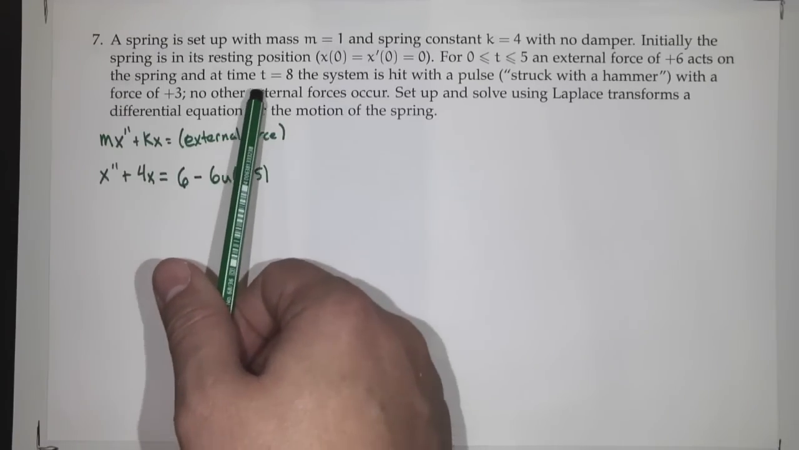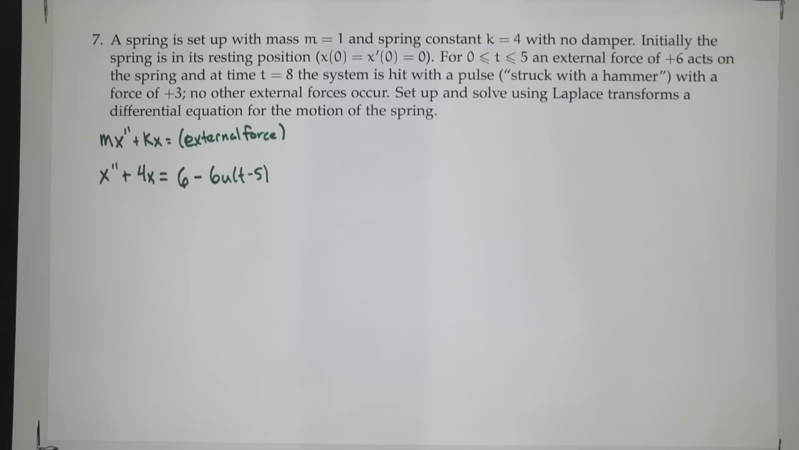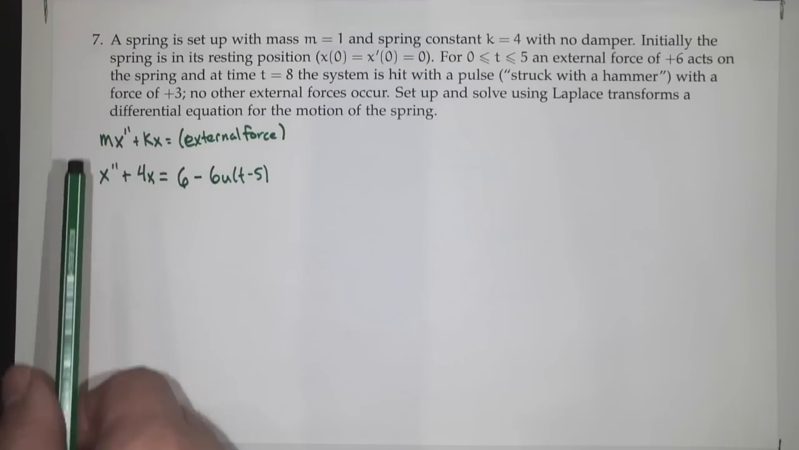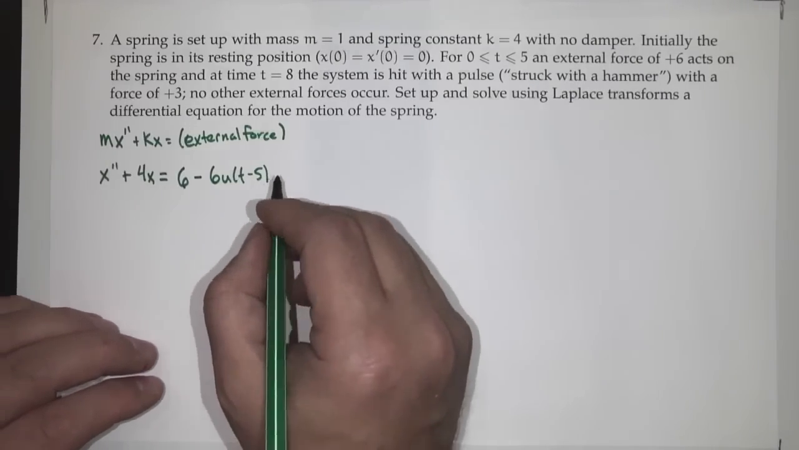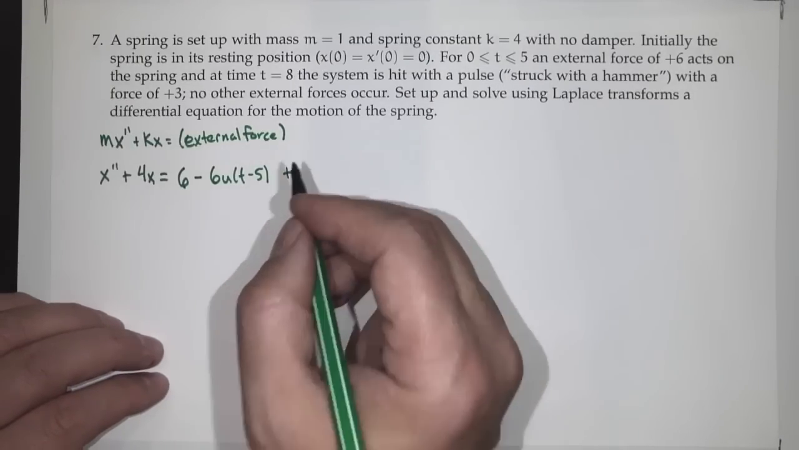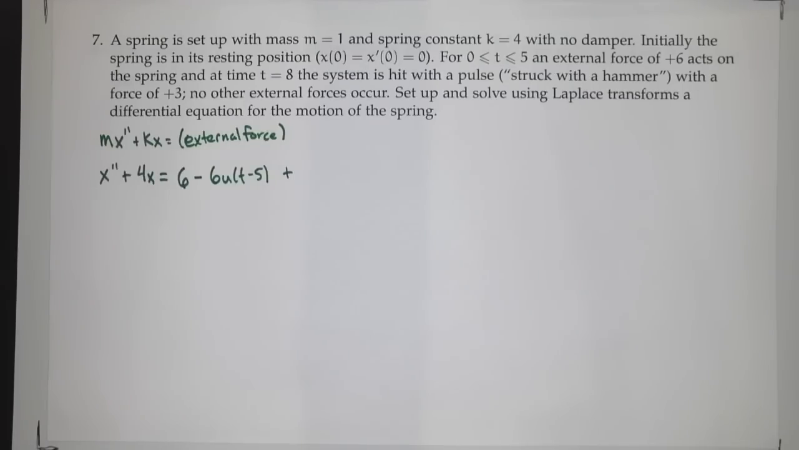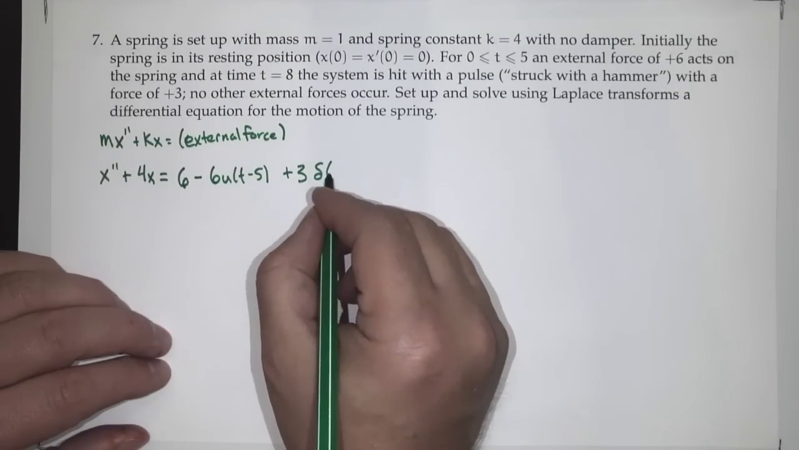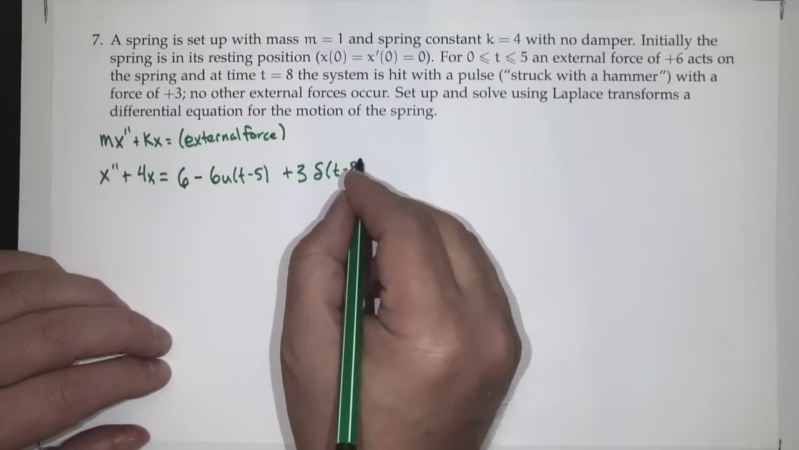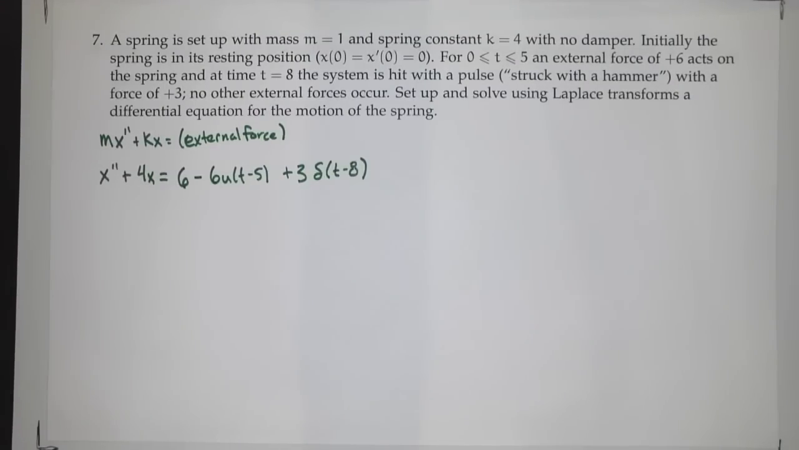At time t equals 8, the system is hit with a pulse, a force of plus 3. What is that going to do? That's the delta. So it's an instantaneous action, just a one-time bam. So plus 3 delta of t minus 8.